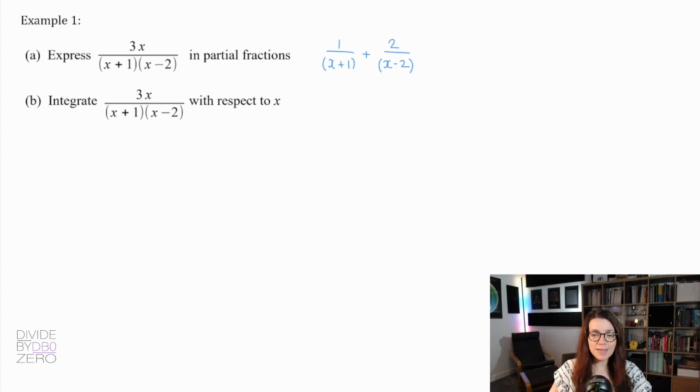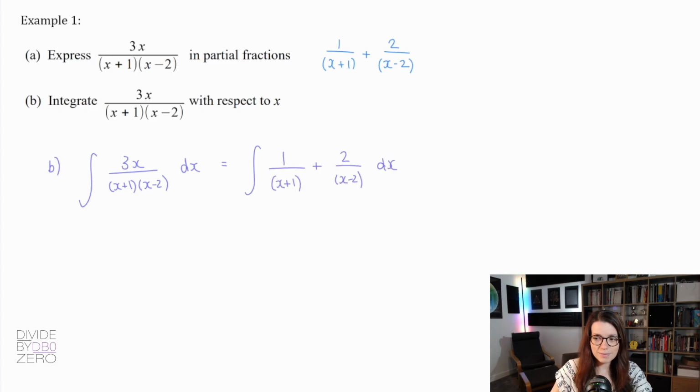And that's it. Part B, we're now going to use our answer to part A, and we're going to integrate that original fraction with respect to x. So I'll draw the integral symbol first, integrate 3x over (x plus 1)(x minus 2) with respect to x, and then rewrite that using the partial fractions from part A.